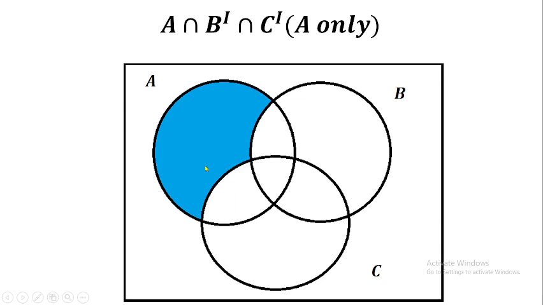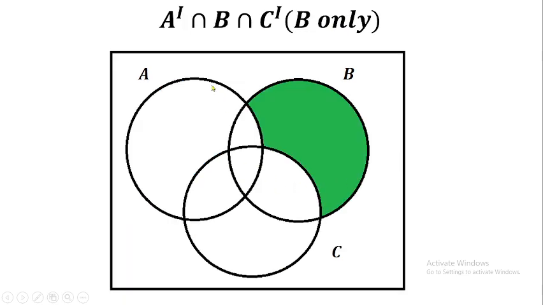Whatever you might have removed, whatever A and C have in common, remove it. Then whatever you have left will be here, and that is A intersection B complement intersection C complement. Remove B, remove C. Whatever you have here is what you're having here. B complement means remove B. C complement, remove C. What do you have left? You have this place left. So that is A only. I hope you understand that now.